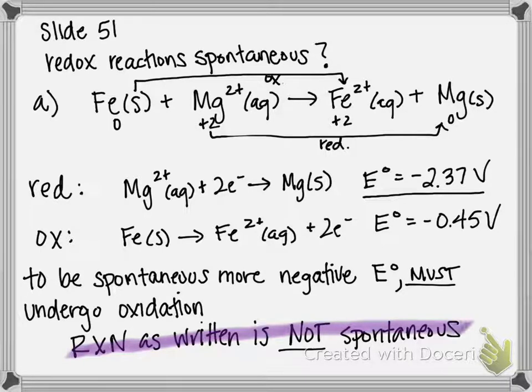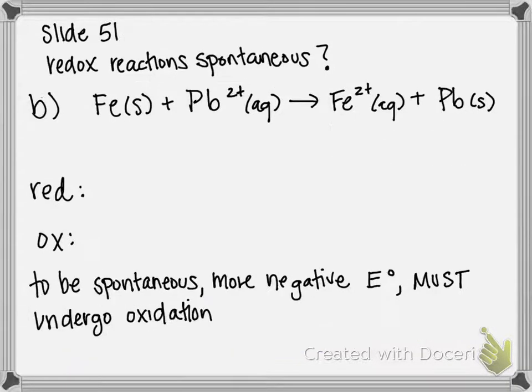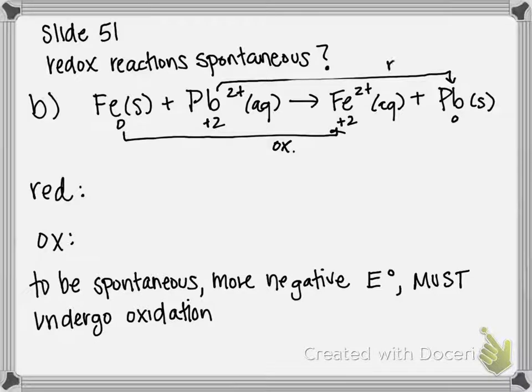It's not spontaneous. So for our second example, we have iron reacting with lead 2+ to form iron 2+ and lead solid. So first, we've got to figure out what's oxidized and what's reduced, and that goes with determining oxidation states. So iron is 0, lead is +2, iron 2+ is +2, and lead solid is 0. So iron is undergoing oxidation this time, and lead is undergoing reduction.